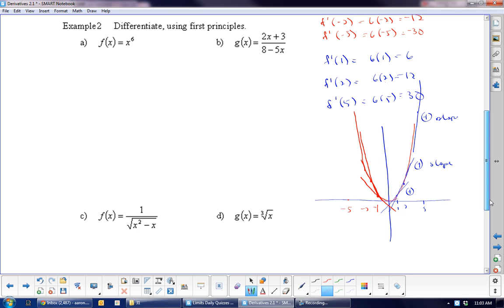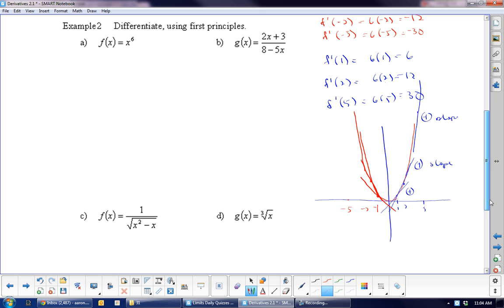Now, this also shows another obviously huge piece of information. If you're changing from negative slopes to positive slopes, what happened? That there must have been a 0 in between. And a 0 always means a max or a min.